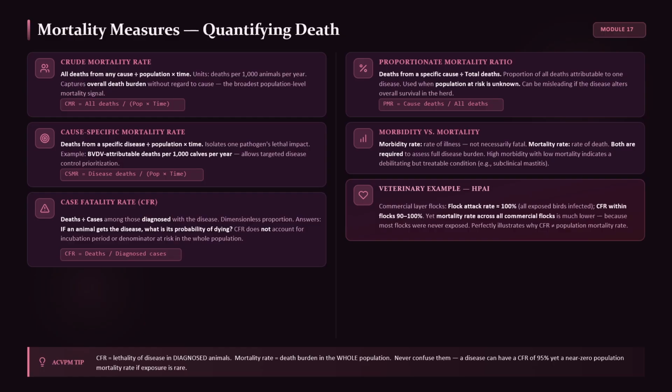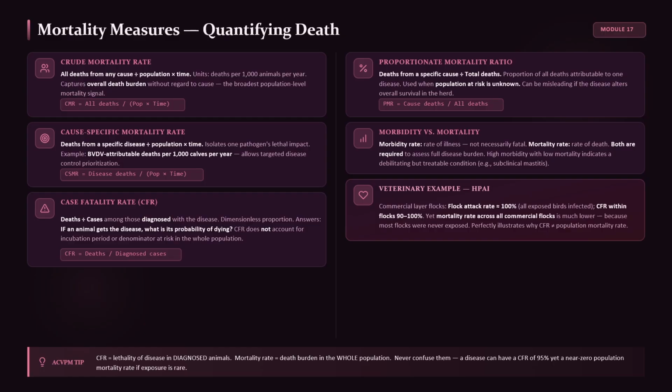Now let's turn to who dies and from what. Mortality measures are tested in both the disease frequency and surveillance domains, so let's get them straight. Mortality measures tell us about the lethal burden of disease, and there are a handful you need to know cold. The trick is that each one answers a slightly different question, and the exam loves to see whether you can keep them apart. Start with the crude mortality rate.